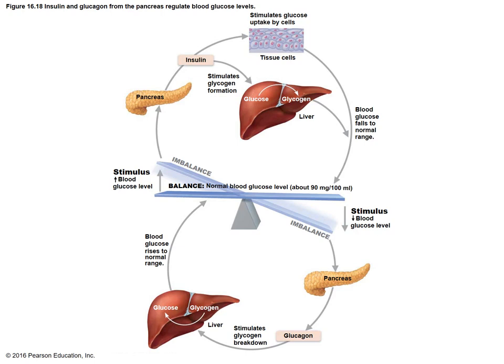So if it gets too high, then the insulin is released, is stimulated once again in the pancreas, and it starts to break that glucose down and get it to store in excess cells. If the glucose levels are too low, then take the glycogen, that's stored in the liver, and break it down to glucose to get those glucose levels to rise back up.